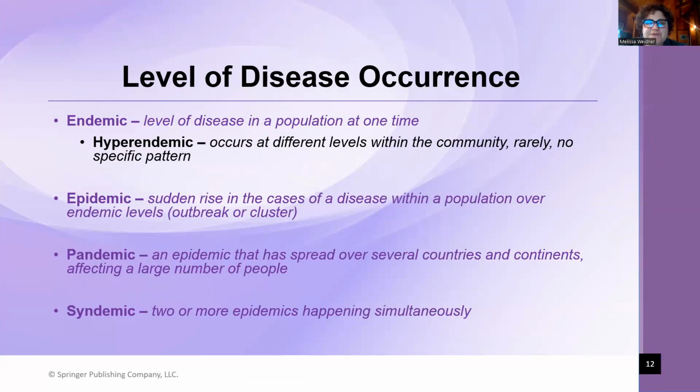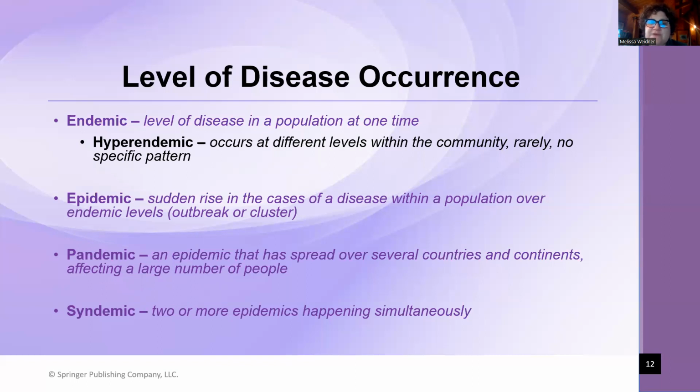So there are different levels of disease occurrence. When a disease is endemic, that is the level of disease within a population at one time. Most people will say now that COVID is endemic. There isn't a sudden rise or drop in it. It just is there. Hyperendemic is when it occurs at different levels within the community, but rarely with no specific pattern.